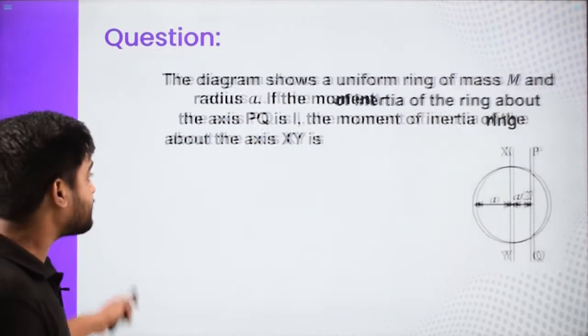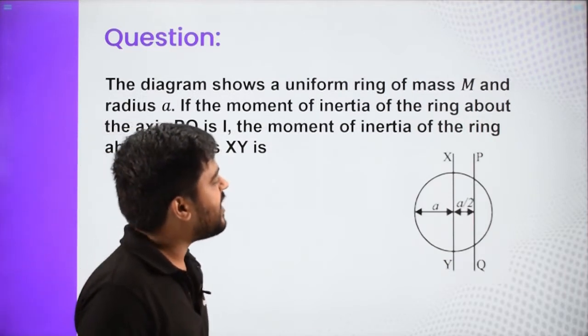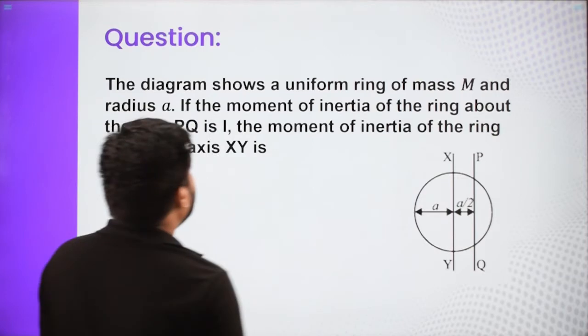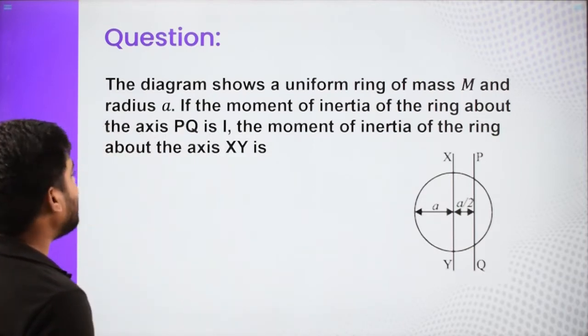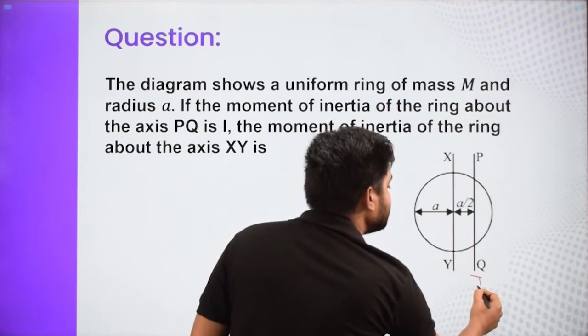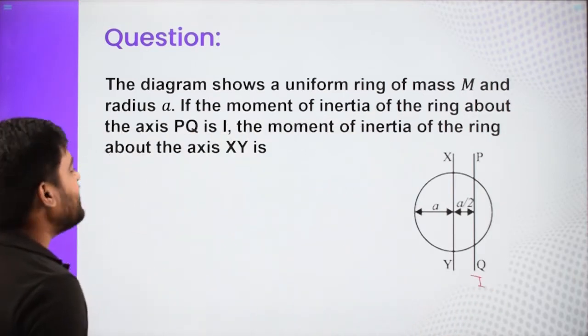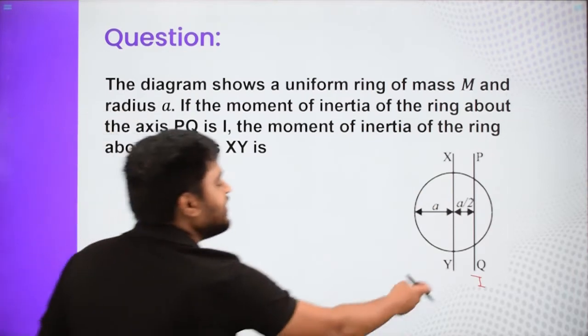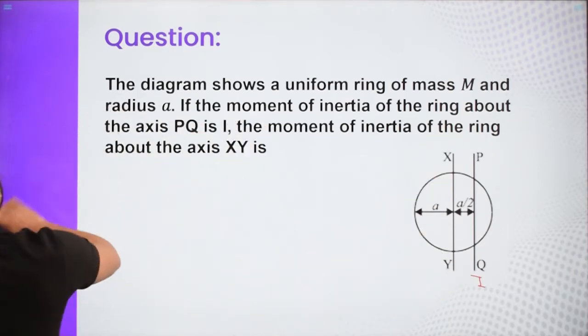Let us discuss this question. The diagram shows a uniform ring of mass M and radius A. If the moment of inertia of the ring about the axis PQ is I, then what is the moment of inertia of the ring about the axis XY?